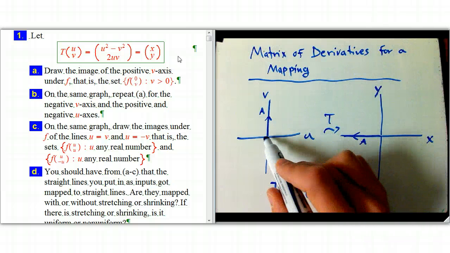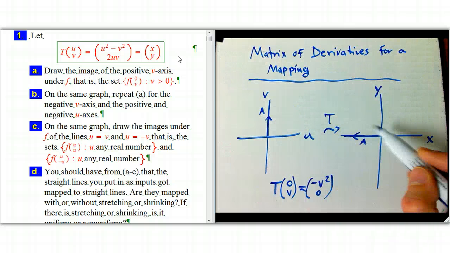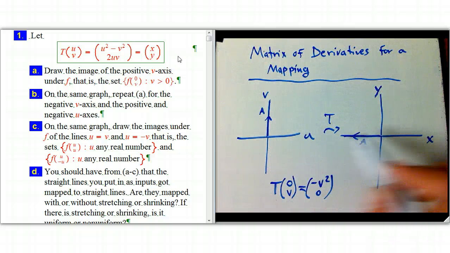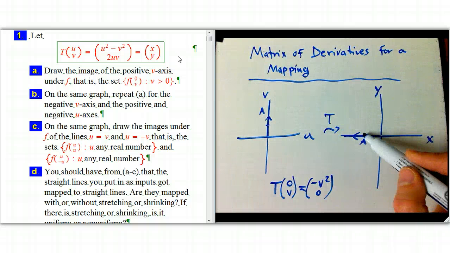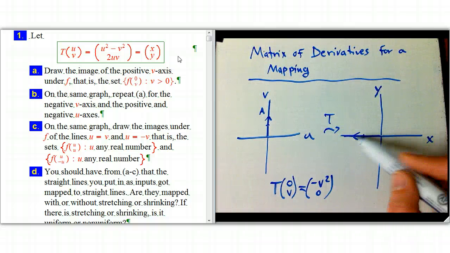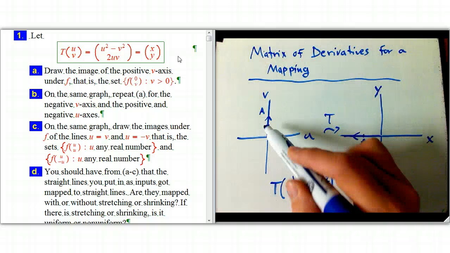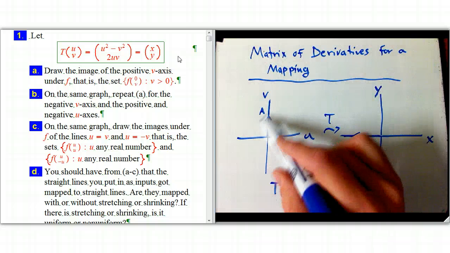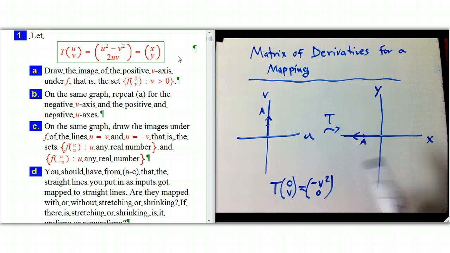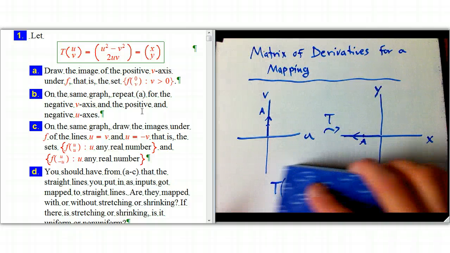And (0, 0) is going to plot to itself. (0, 1) is going to go to (minus 1, 0), and so the arrow is going to go this way. This is a pretty good way to start getting an idea of the transformation. This piece goes to here. This direction goes to this direction. So what about repeating that for all the different half axes?